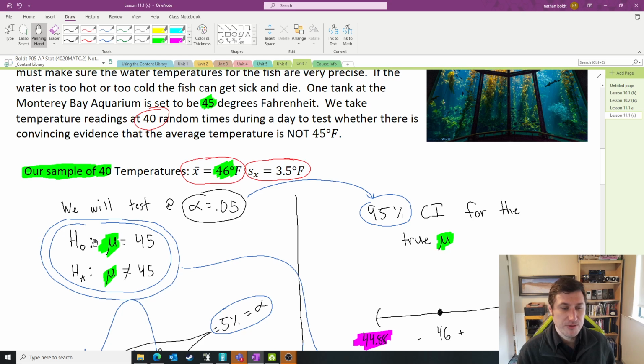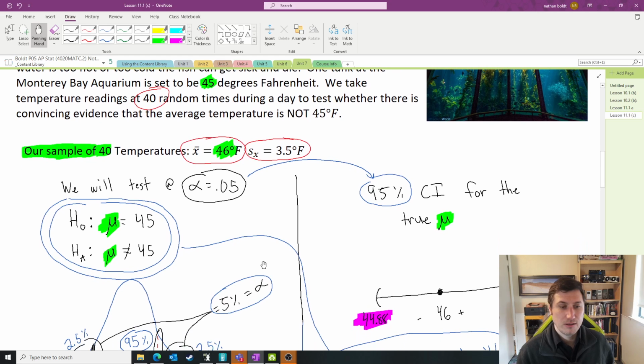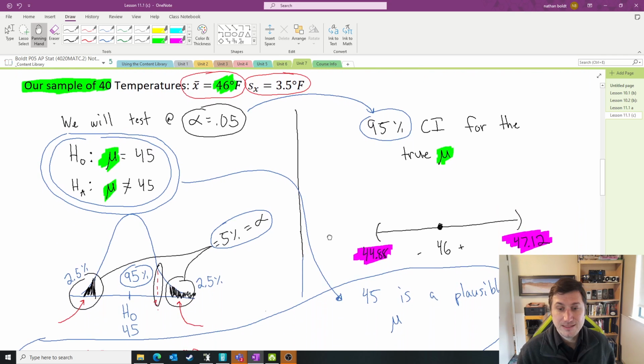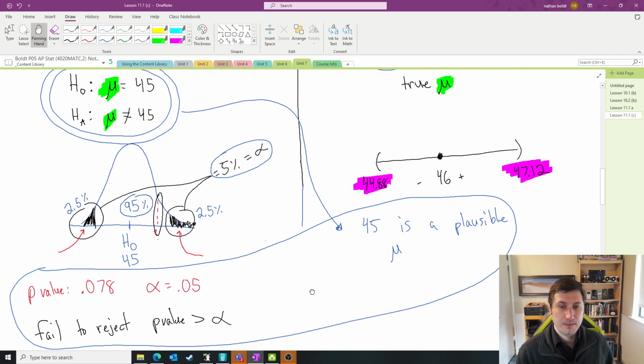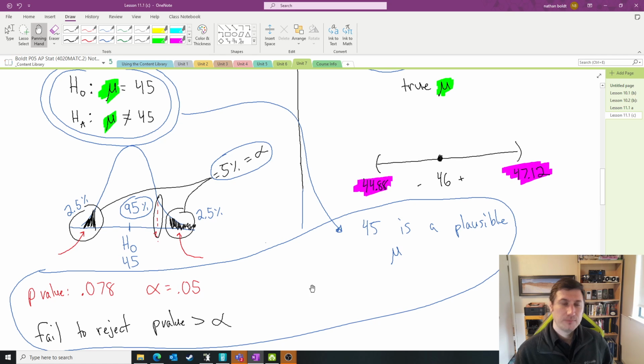We run the hypothesis test. Is it 45 or is it not 45? But the idea is that a significance test is kind of the same as a 95% confidence interval. Does that help?